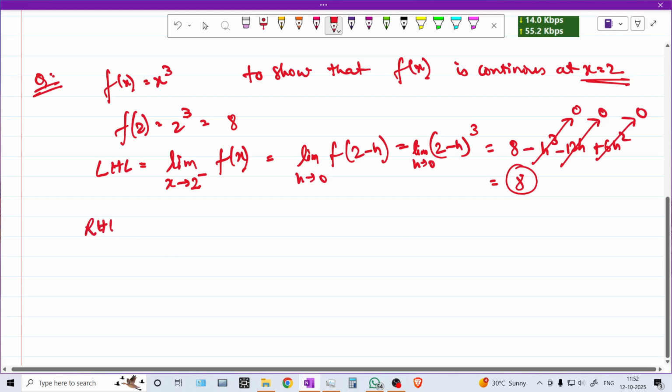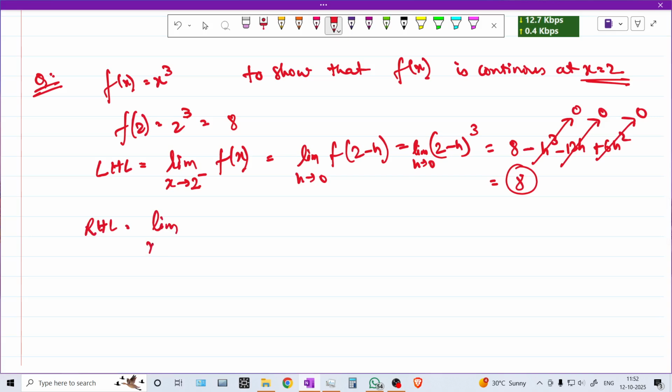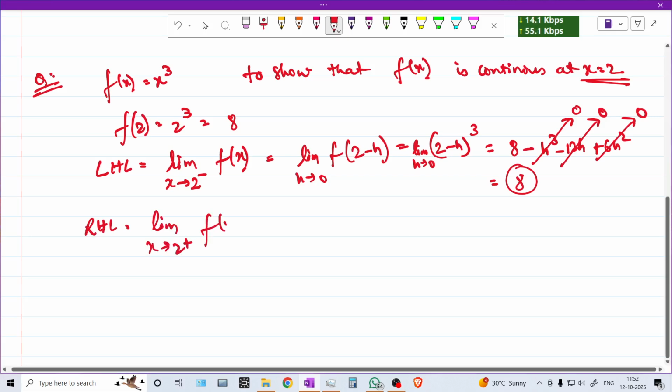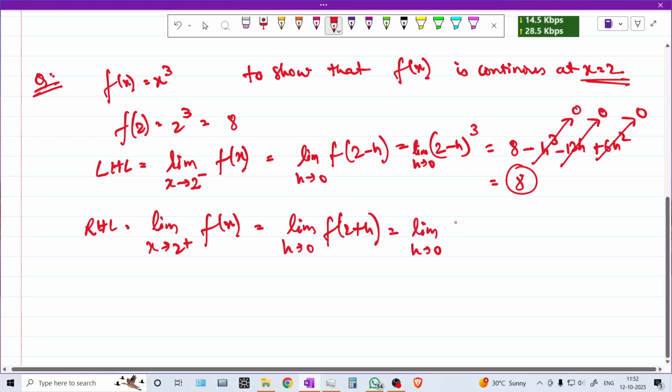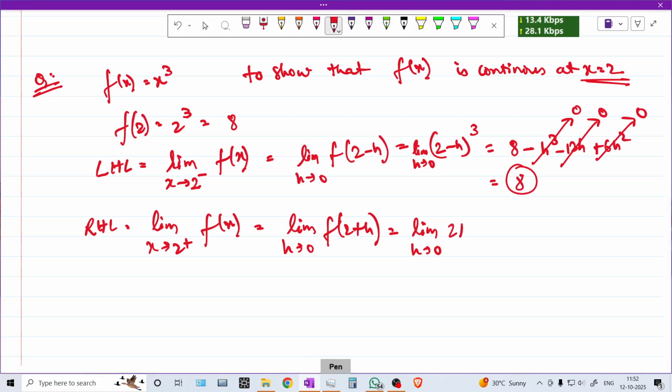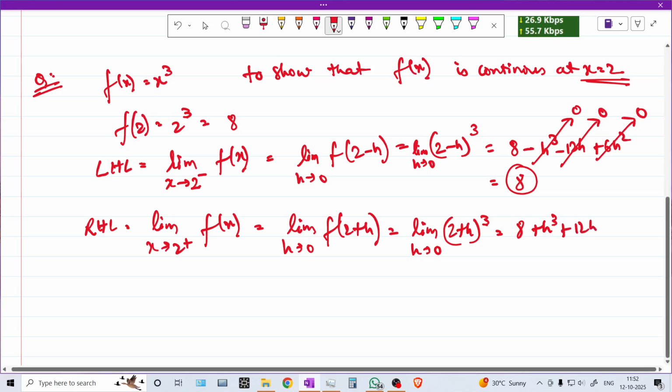Now the right hand limit. Limit x tends to 2 plus f(x) is equal to limit h tends to 0 of f(2 plus h), which is limit h tends to 0 of (2 plus h) whole cube, that is equal to 8 plus h cube plus 12h plus 6h square. The terms with h will go to 0, and the remaining is 8.